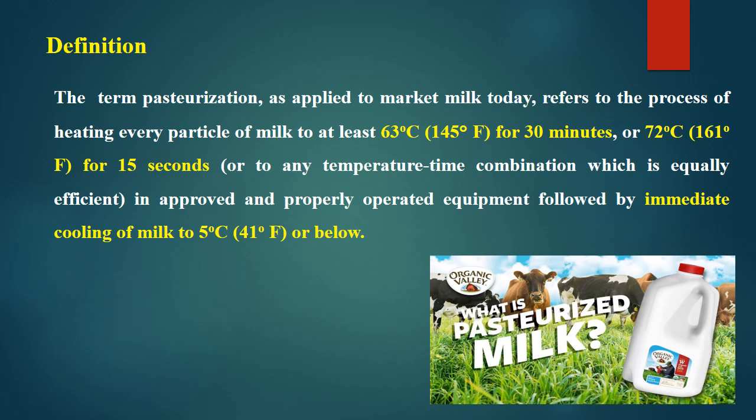degrees Celsius or below. So this is the legal definition, which specifies a temperature of 63 degrees centigrade for 30 minutes, that is the batch method, or 72 degrees Celsius for 15 seconds, that is the high temperature short time method. These two points are very, very important to remember. And the third point is that after heating, it should be cooled immediately. Otherwise, it will create problems with thermophilic organisms.